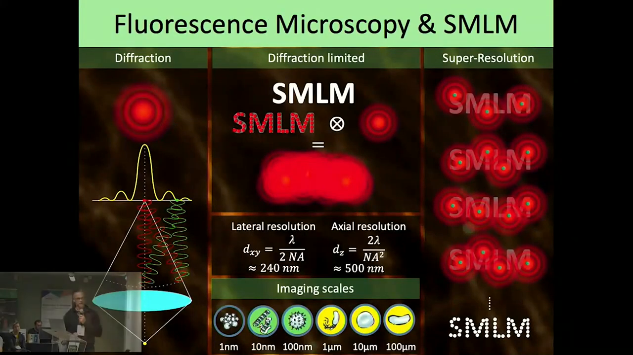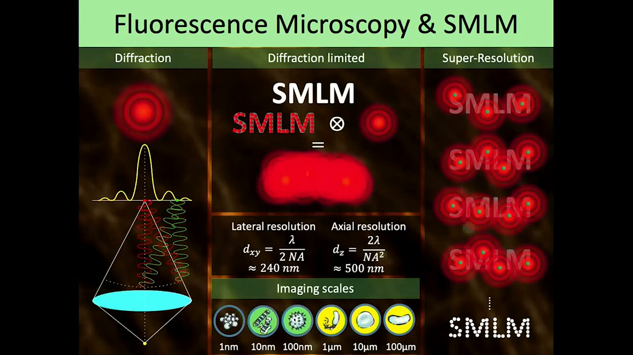Okay, so I will not go through that, we'll try to save time. You know the principle: split in time and space your fluorescence so that you are in the single molecule regime. And then if you have that, you can digitally localize the position of your fluorophore and reconstruct the image with a high precision.